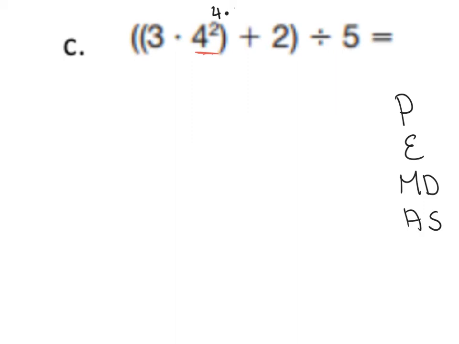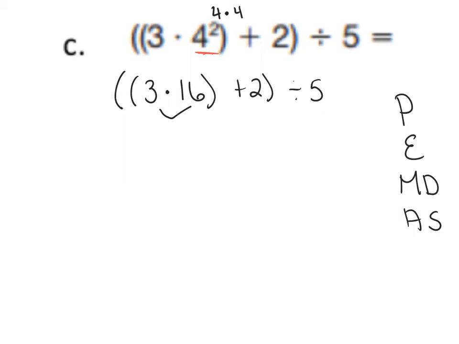So we have 4 times 4, which we know is 16. So you're going to bring your parentheses down with this. So I didn't do anything with the 3 yet. This is now 16 plus 2 divided by 5. Okay, you drop everything down. Please don't do this in your head.